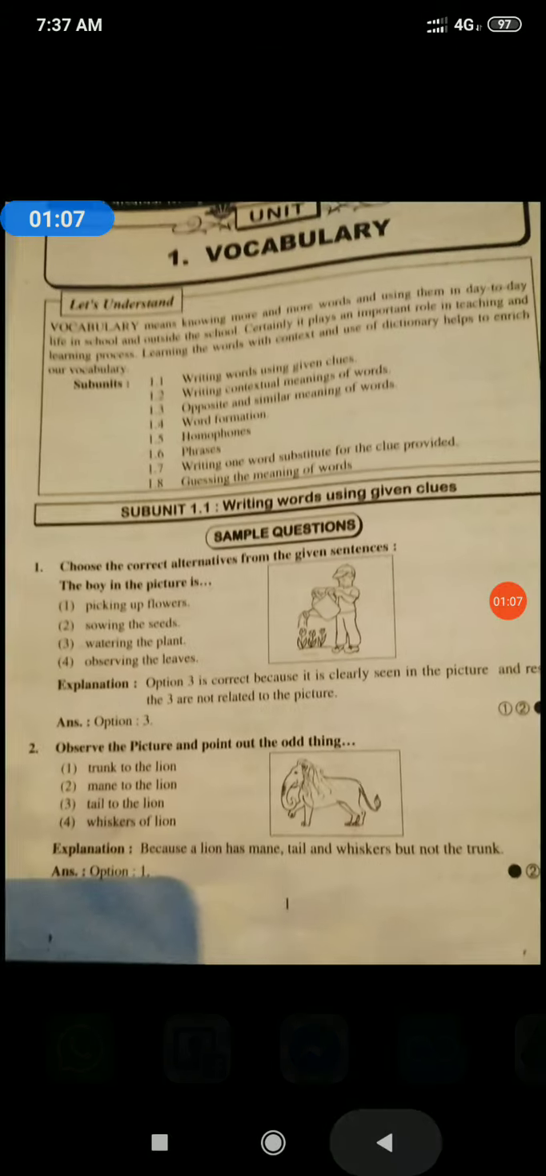See second question, that is observe the picture and point out the odd thing. Here is given the picture of a lion, and in that picture you have to observe carefully. There is one thing that is odd, which the lion has not. See the options. First option is trunk of the lion, second option is mane of the lion, third option is tail of the lion, and fourth option is whisker of the lion.